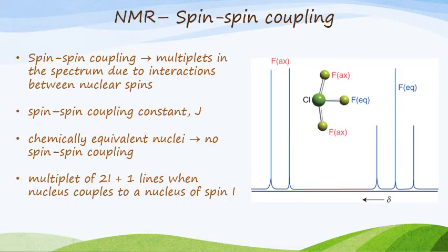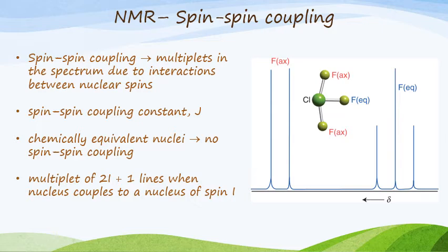We often have spin-spin coupling when we have more than one atom, and this results in what we call multiplets in the spectrum due to interactions between the two nuclei that are spinning in the magnetic field. We get a spin-spin coupling constant, which is called J, and if there are chemically equivalent nuclei, we don't get any spin-spin coupling. What we do get and sometimes see is a multiplet of 2I plus 1 lines when a nucleus couples to a nucleus of spin I.